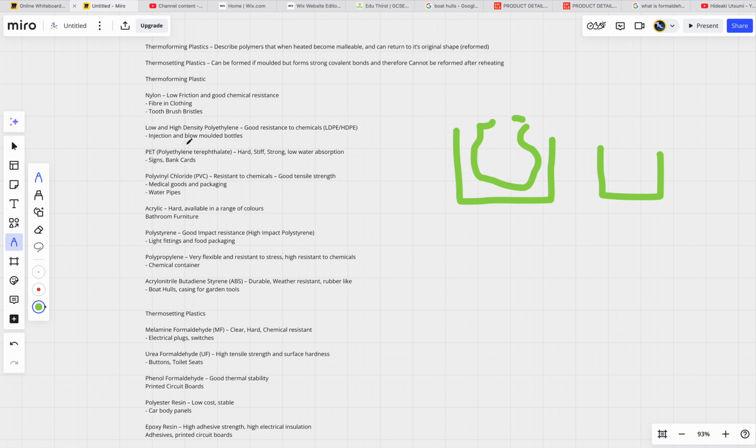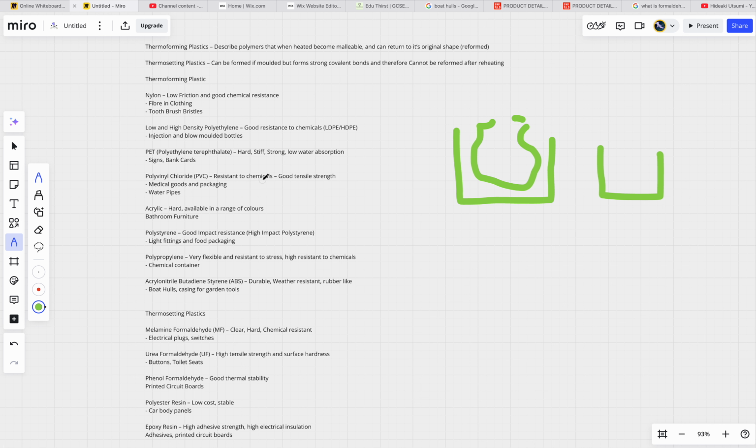And next you have PET, or polyethylene terephthalate. It is quite hard, stiff, also quite strong, and also doesn't really absorb water, and therefore it is quite suitable for signs as it really goes through quite a lot of rain. It is also used in bank cards because it is just strong and you probably don't want it snapping with the NFC chip inside.